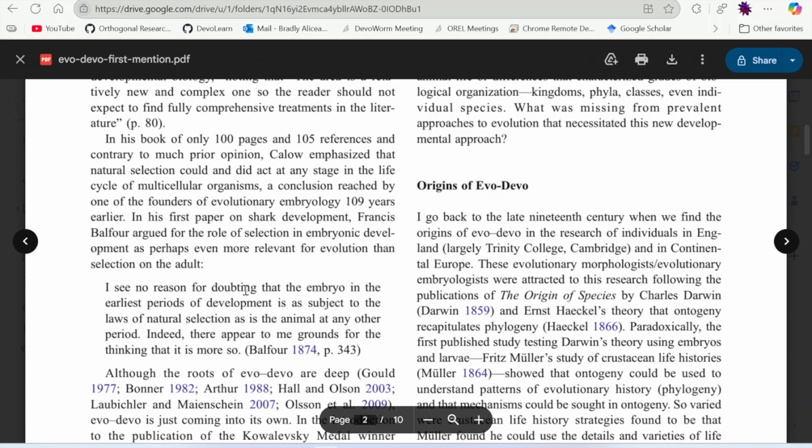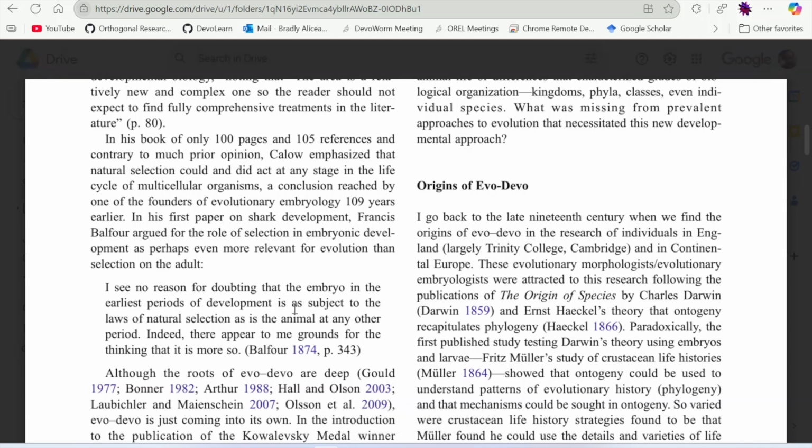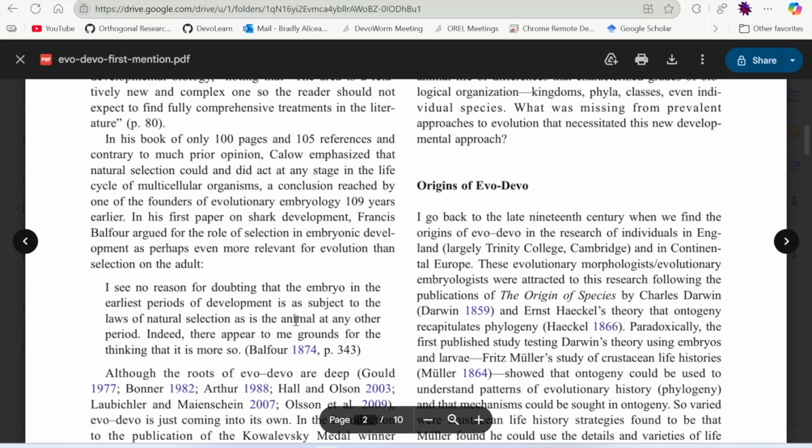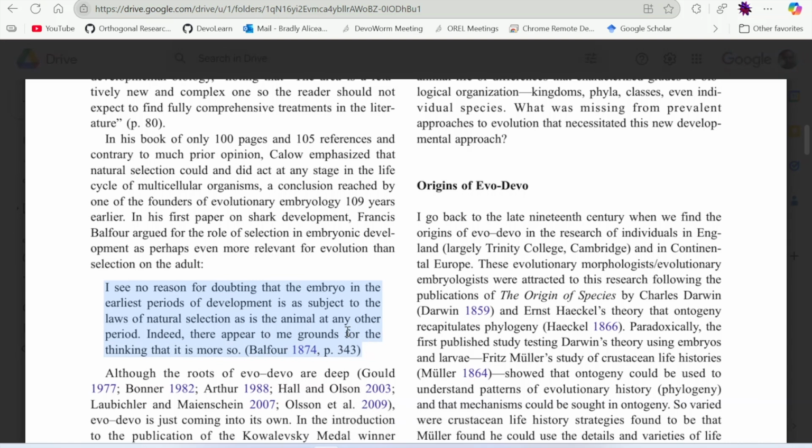I see no reason for doubting that the embryo in the earliest periods of development is as subject to the laws of natural selection as is the animal at any other period. Indeed, there appear to me grounds for thinking that it is more so. So an interesting point here is that this is kind of mirroring the work of a lot of the comparative embryologists in the 19th century.